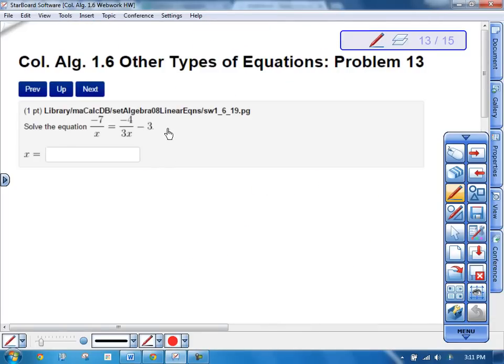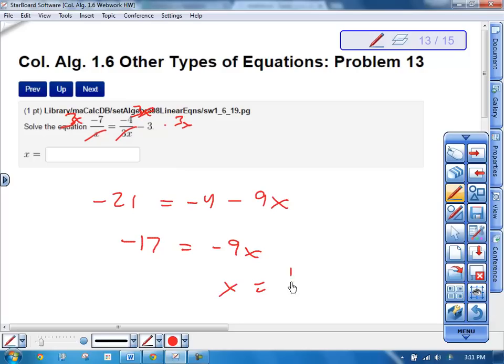Same thing for this one, multiply through by 3x to everything. And that gives you negative 21 equals, 3x is canceled, you get negative 4 minus 9x. And just solve that. Add 4 gives you negative 17 equals negative 9x. So x equals 17 over 9.